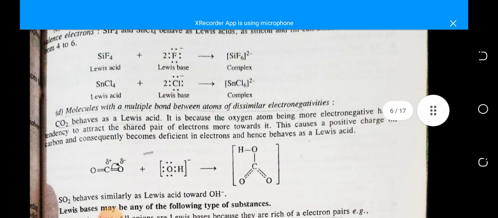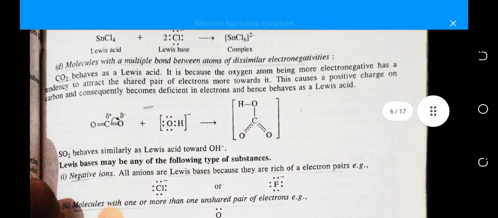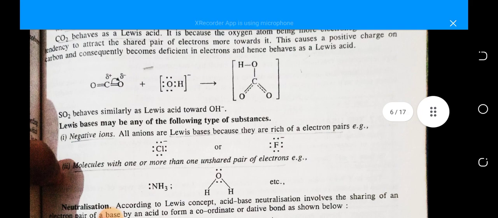Fourth, molecules with a multiple bond between atoms of dissimilar electronegativity. CO2 behaves as a Lewis acid. It is because the oxygen atom, being more electronegative, has a tendency to attract a shared pair of electrons more toward it. This causes a positive charge on carbon, which consequently becomes deficient in electrons and behaves as a Lewis acid. CO2 behaves similarly as a Lewis acid toward OH-.